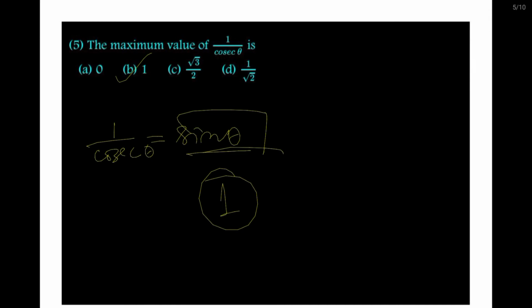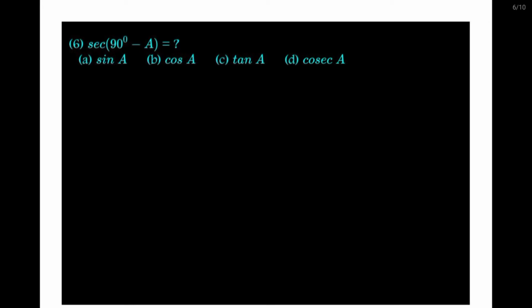That's it. Next question is sec of 90 degree minus A is equal to. This is actually from trigonometric identities. You will have to remember all these identities. Sec of 90 degree minus A is equal to cosec A. So this is the answer. Let's move on to the next question.